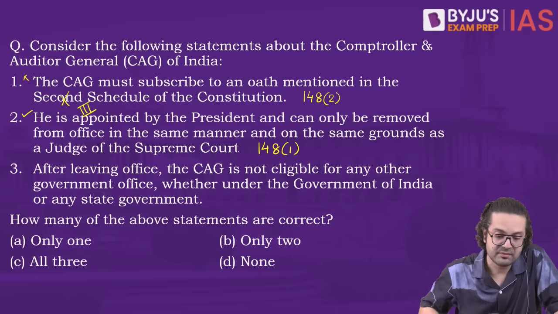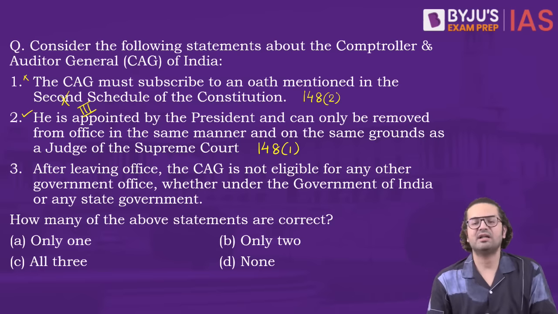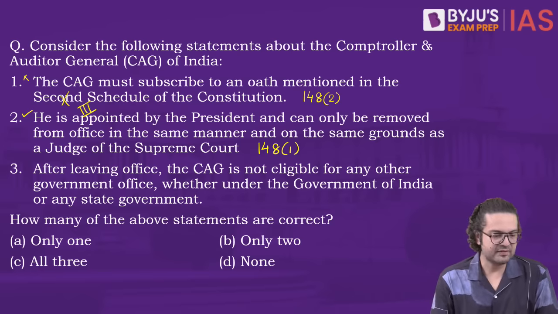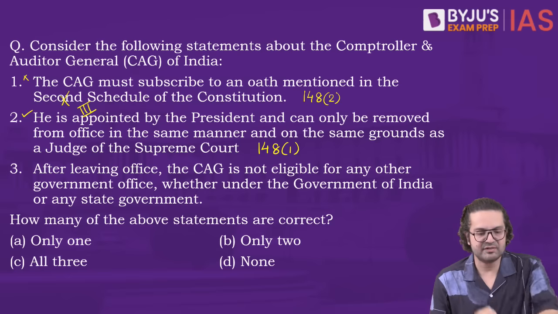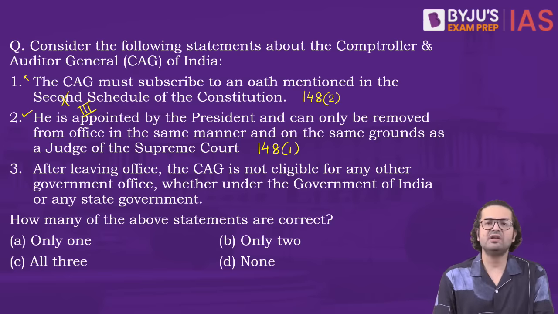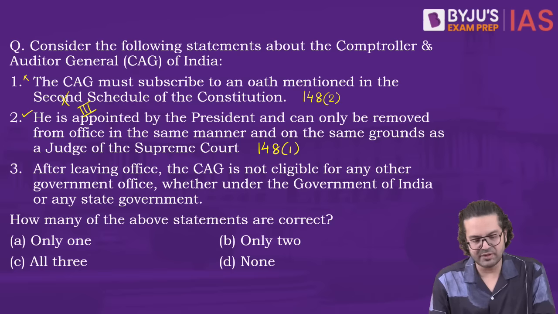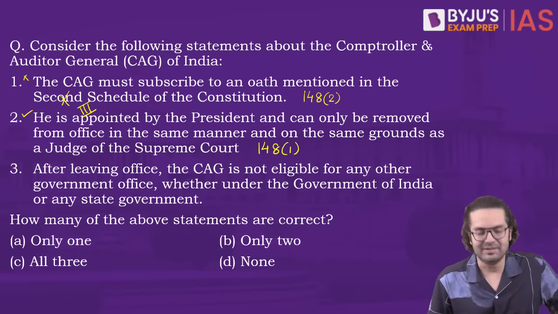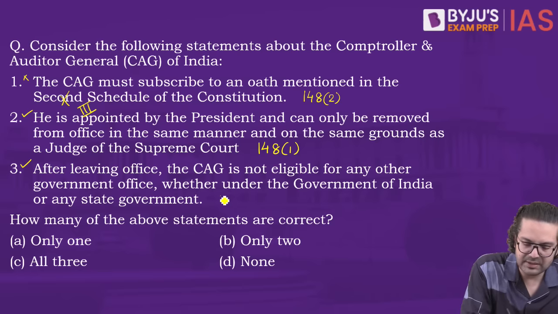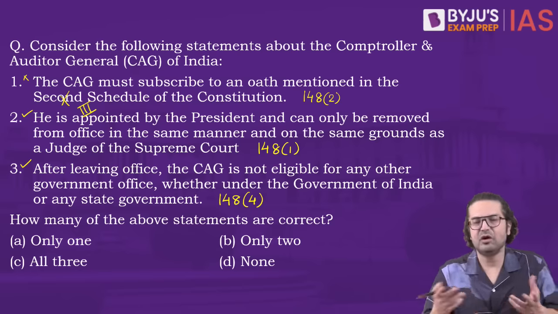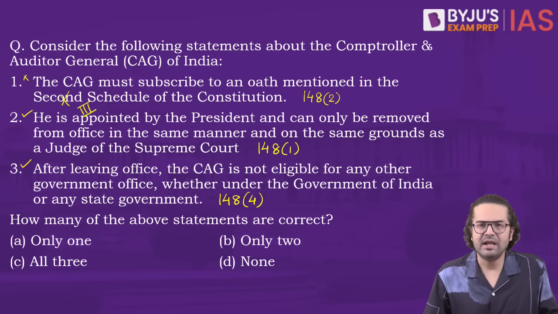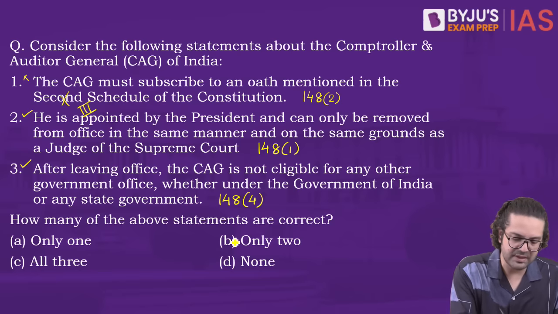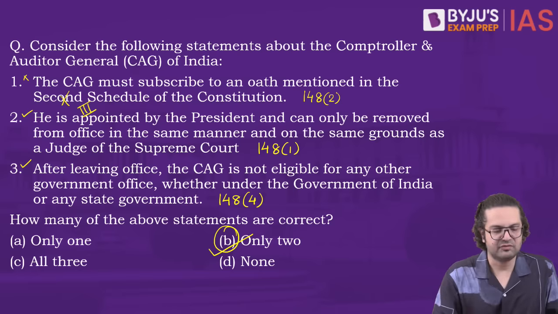Who is the current CAG? Please tell me. A former Gujarat cadre IAS officer is the current CAG. Please write in the comment section who is the current CAG of our country. Number 3, after leaving office, the CAG is not eligible for any other government office, whether under the Government of India or any state government. Yes, this is to prevent any kind of favor towards the government, because once you leave the office, you are not eligible for any benefits from the government. How many of the above statements are correct? B. Only 2 statements are correct.